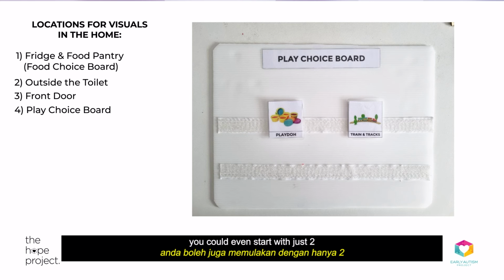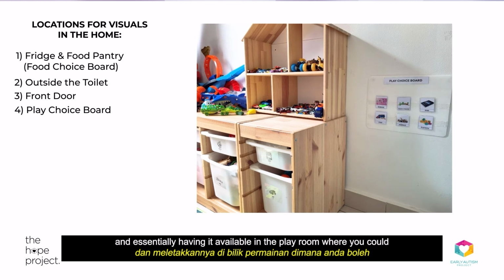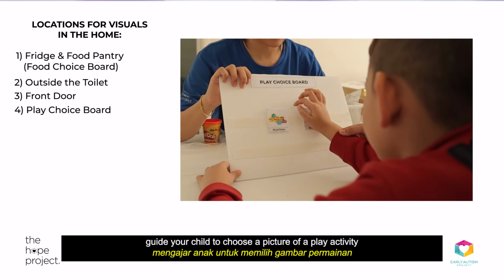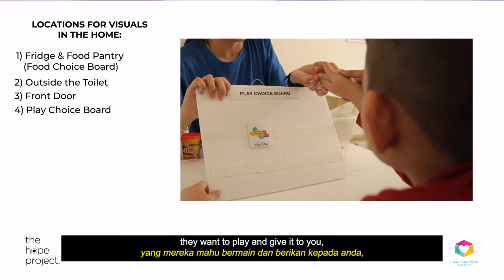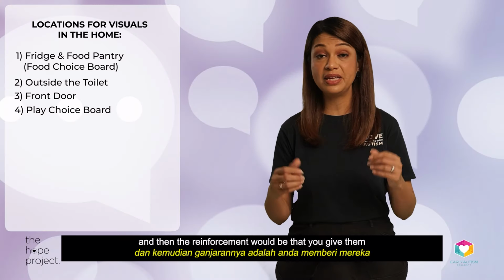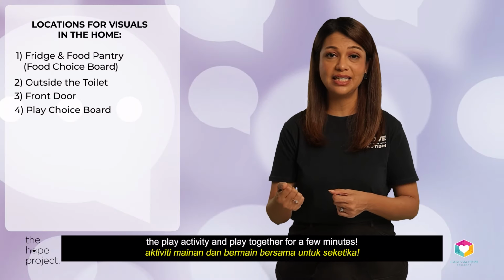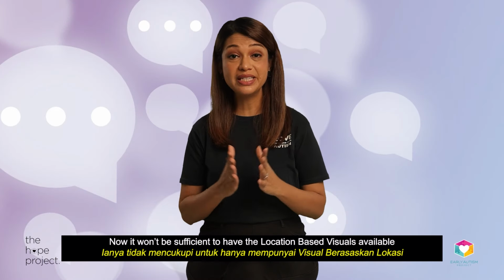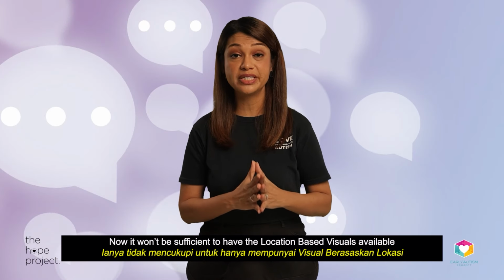You could even start with just 2, and essentially having it available in the playroom where you could guide your child to choose a picture of the play activity they want to play, give it to you. It's very, very similar to PACS phase 1. And then the reinforcement would be that you then give them the play activity and maybe even play together for a few minutes.